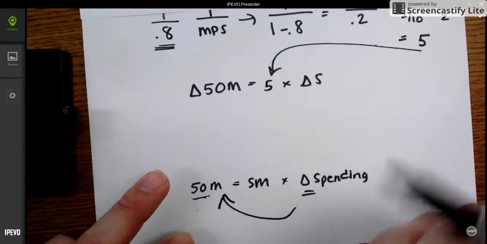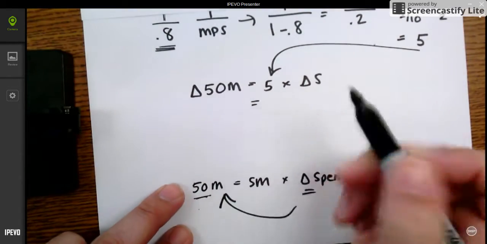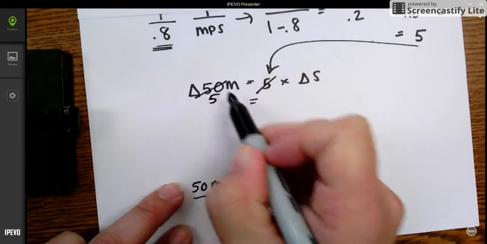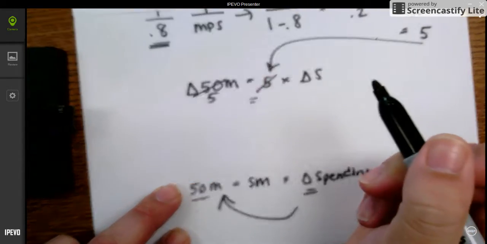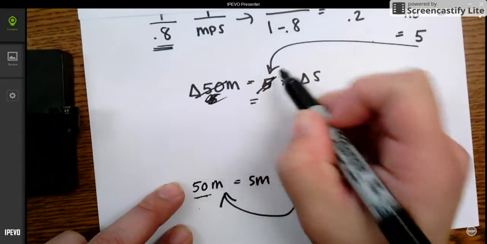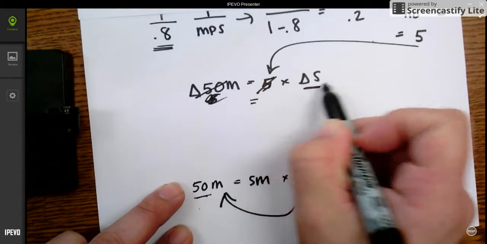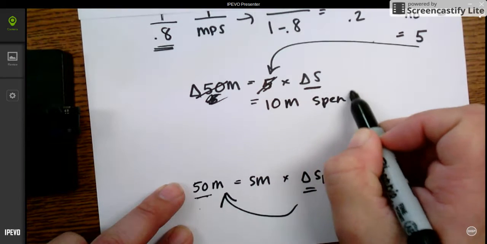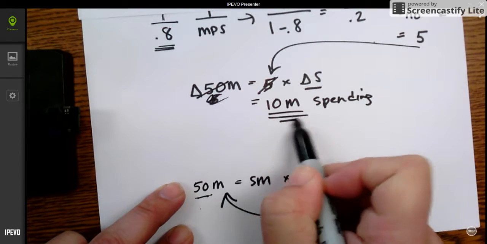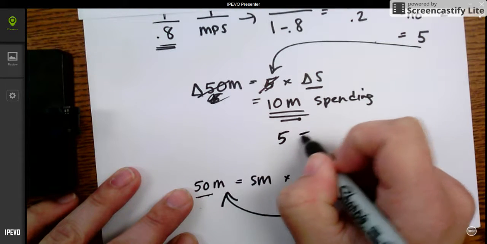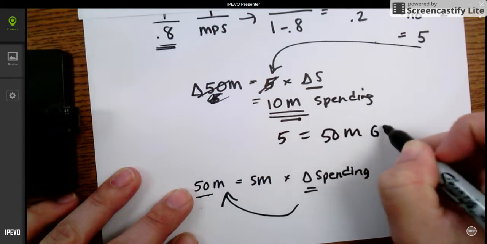So for me, I feel like this is pretty easy to do. We're going to divide this 5 out. 50 million divided by, sorry, I just totally did that wrong. I didn't need to do that. What times 5 equals 50? $10 million of spending. So $10 million of spending times that spending multiplier of 5 is going to give you the 50 million in GDP.